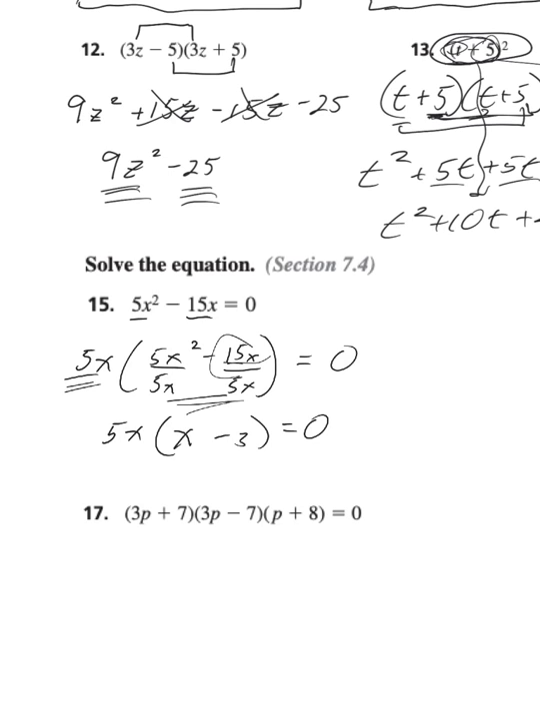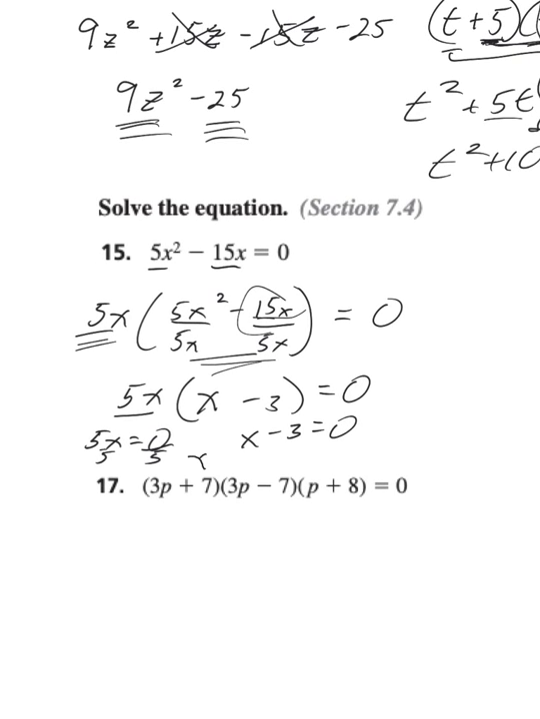And now let's see if we can remember this. We go 5x equals 0 and x minus 3 equals 0. In this case, we divide both sides by 5, and therefore x will equal 0. And over here we add 3 to both sides, and we get x equals 3. Those are the solutions that we have for this equation. If we plug in 0, we get 5 times 0 squared is 0, minus 15 times 0 is 0. 0 minus 0 is 0.